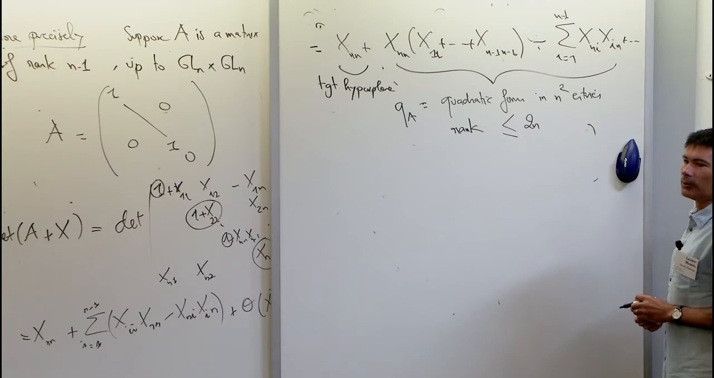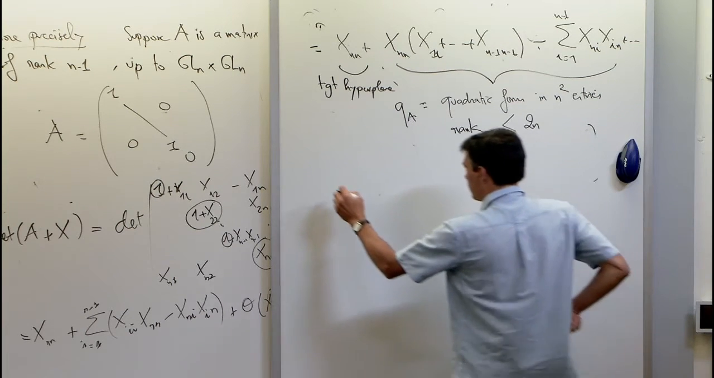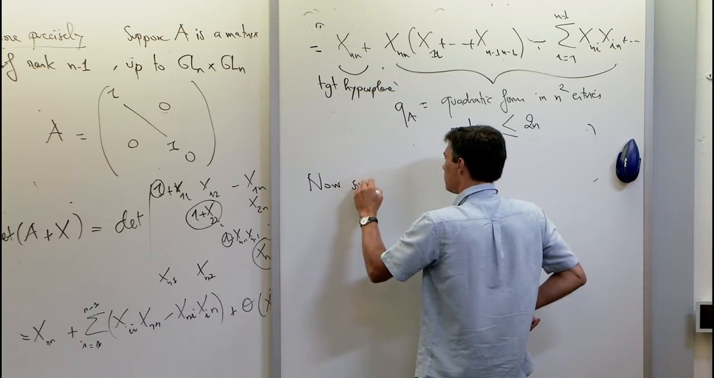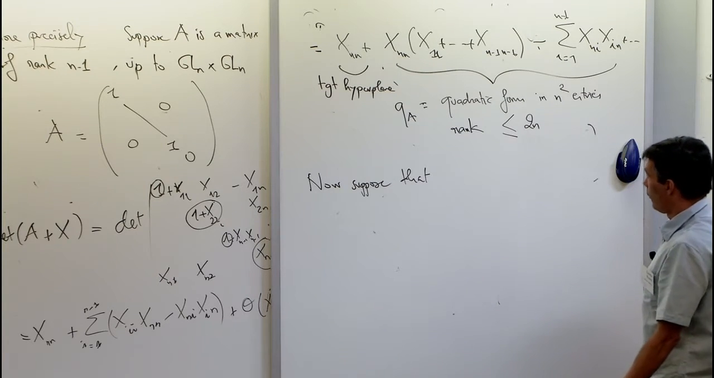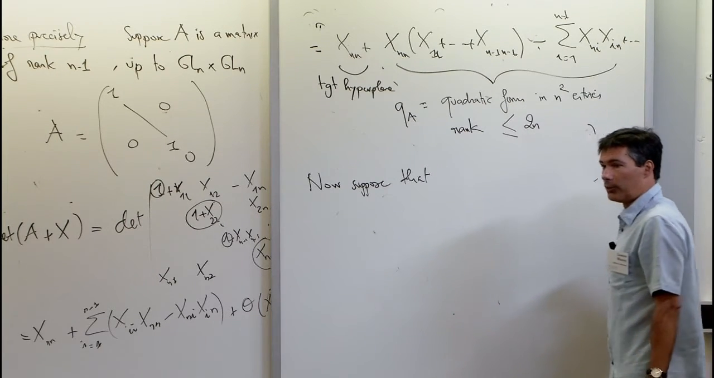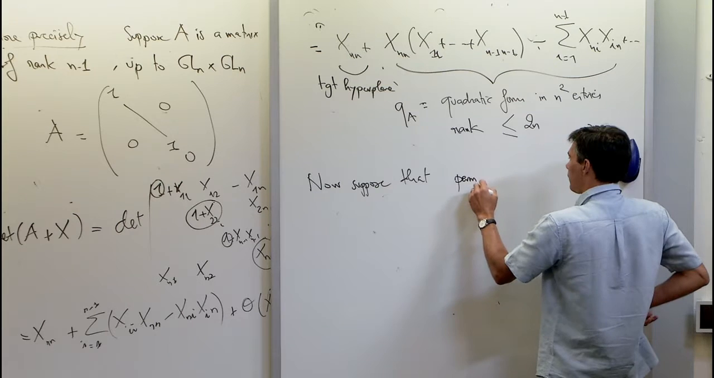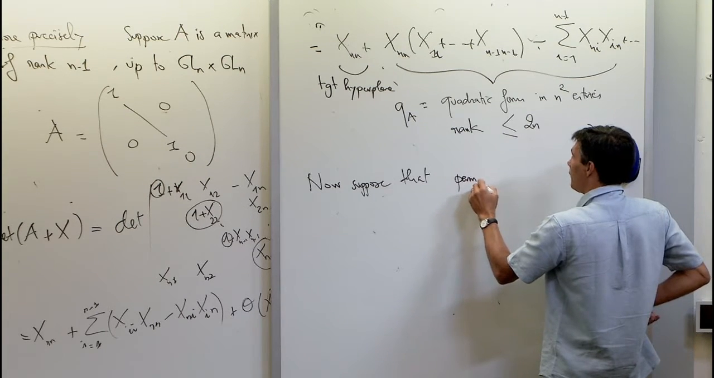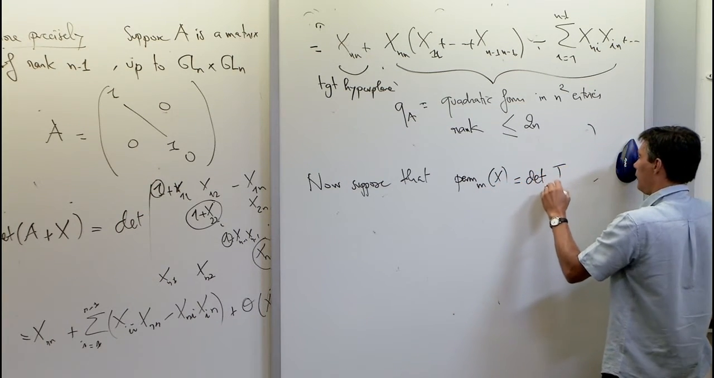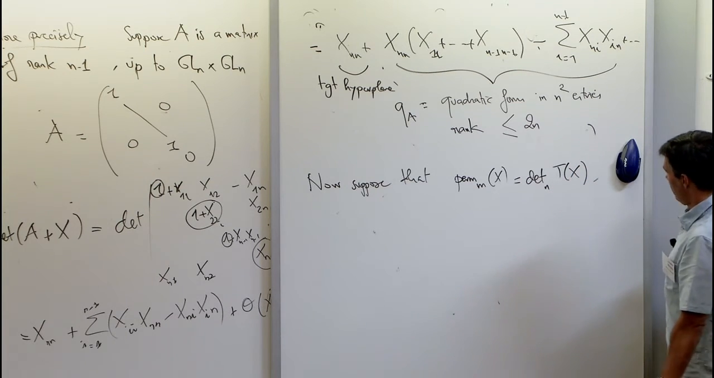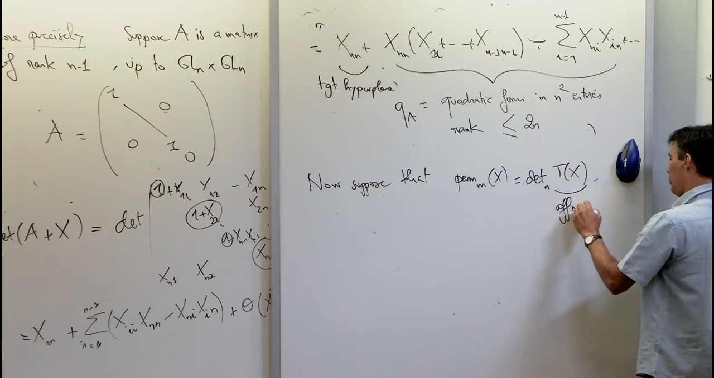And now we can use this to compare with the permanent. Because suppose that we can solve our problem, so we can express the permanent as a determinant. So suppose that the permanent of n by n matrices can be written as a determinant of an n by n matrix of an affine expression in the entries of x.